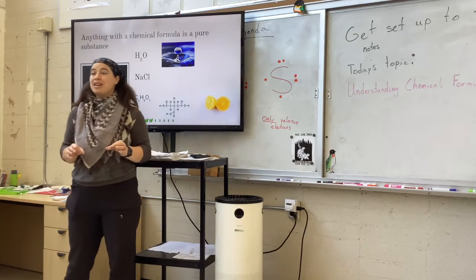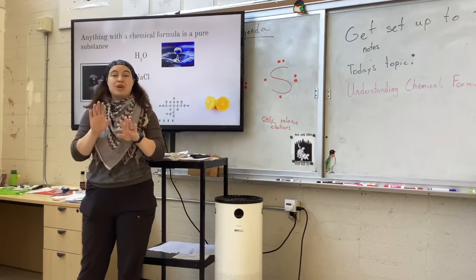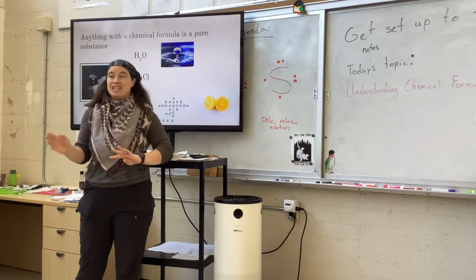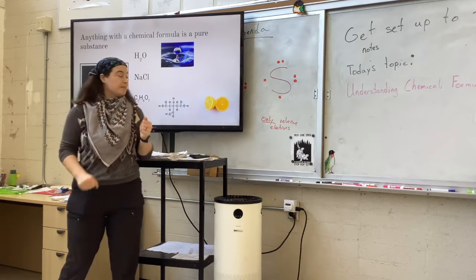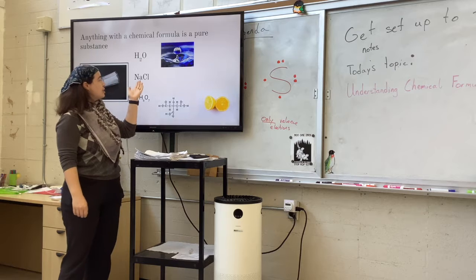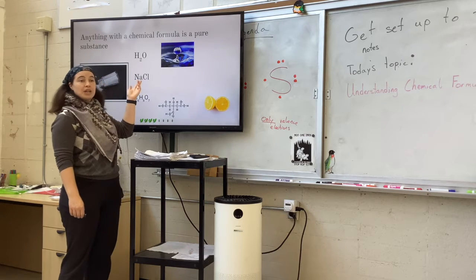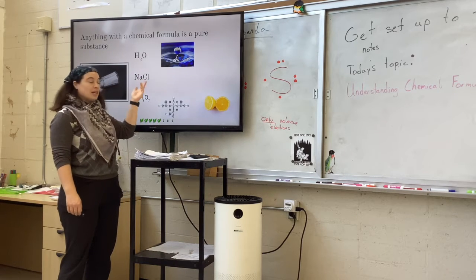In the same way that in math, if I don't give a sign for a number, I don't say positive or negative, we assume it's positive. All right, some other examples. Here we have sodium chloride. 1 sodium for every 1 chlorine. This is an ionic compound.